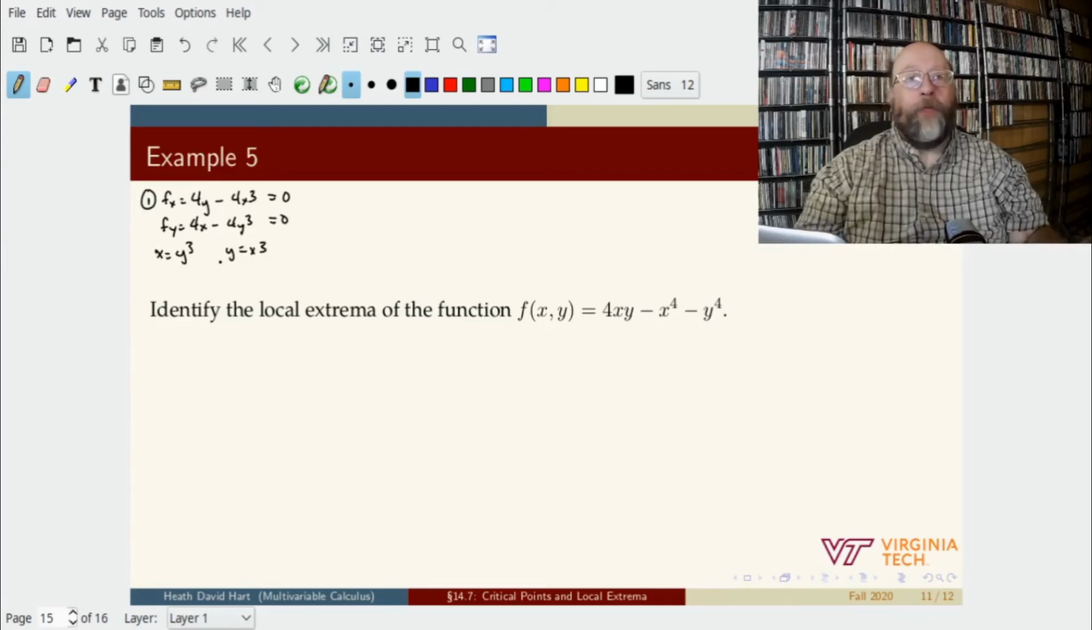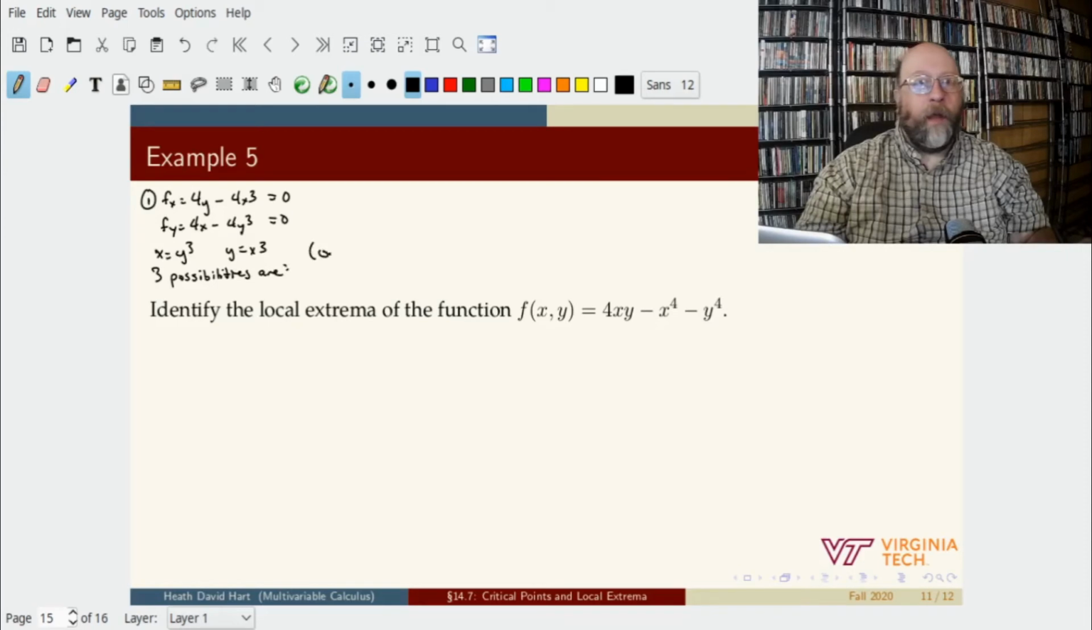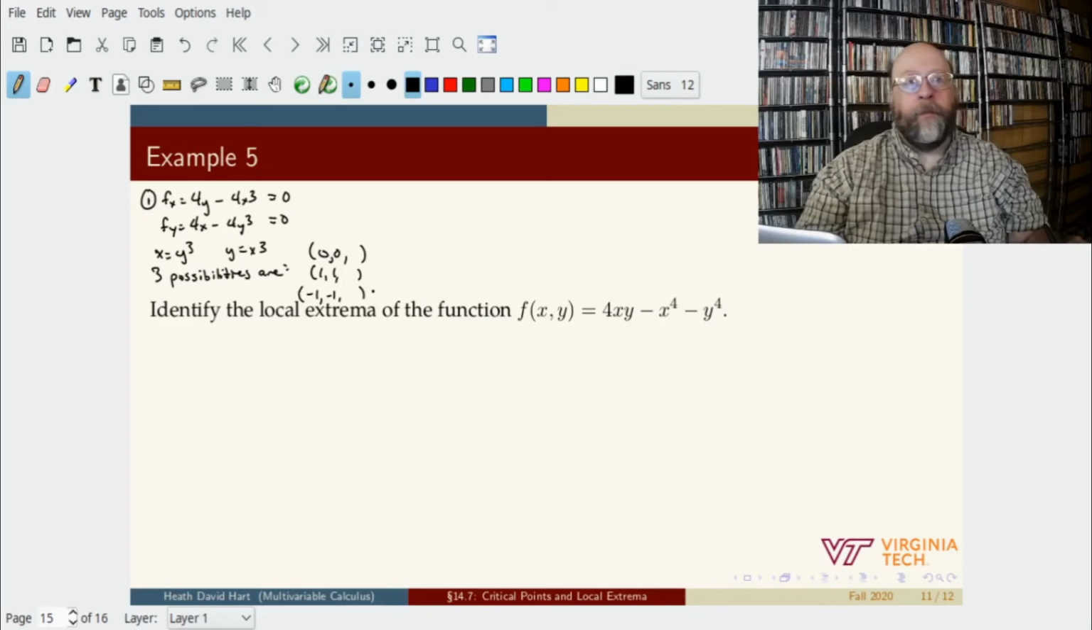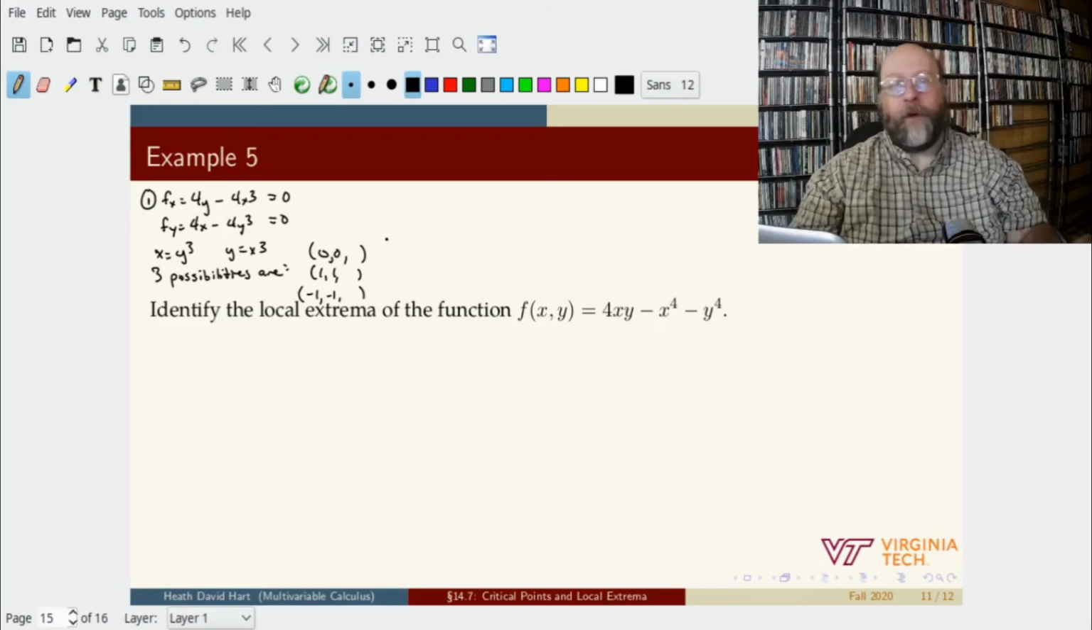Well, there are 3 numbers that are cubes of each other. That is, x equals y cubed and y equals x cubed. The 3 possibilities are that x and y are both 0, x and y are both 1, and x and y are both negative 1. So we have 3 cases here.